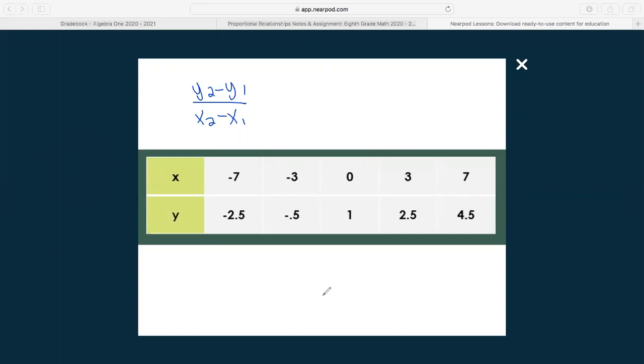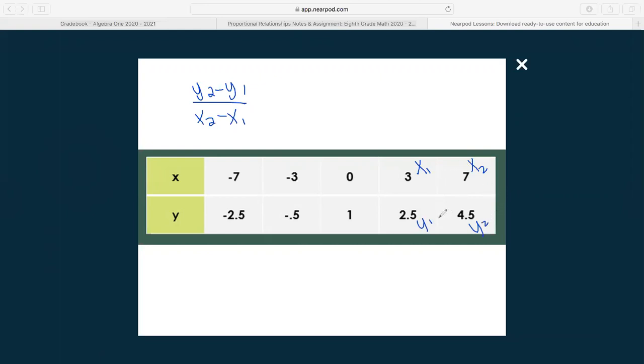All right, so first, I want to figure out the slope of this table. I'm going to use the positive numbers over here because I don't like negatives. So I'm going to make 3 x1, 7 x2, so that means 2.5 is y1, 4.5 is y2.